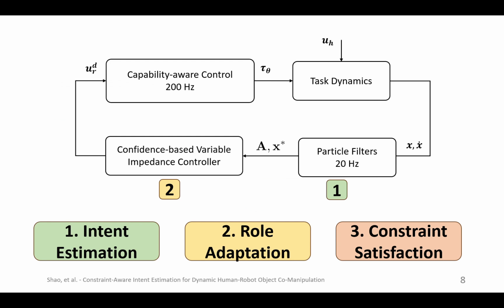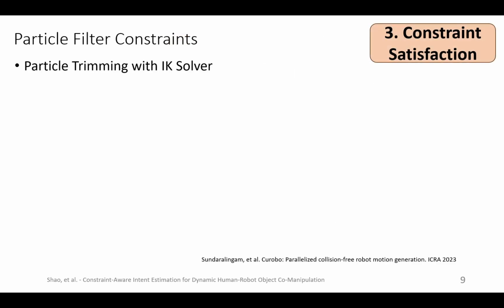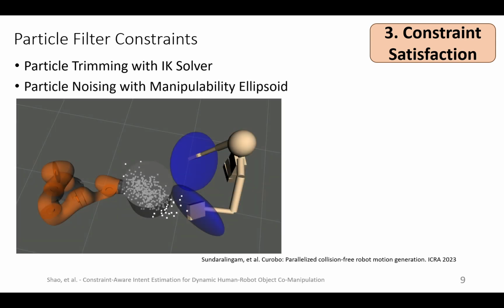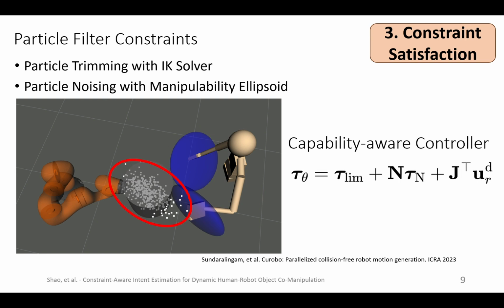Lastly, to satisfy both human and robot constraints, we ensure goal pose feasibility in the particle filter and joint space feasibility in the capability-aware controller. In the particle filter, we implement a particle trimming scheme to remove goals that are infeasible for the robot based on inverse kinematics. On the other hand, we shape the particle filter noise with human manipulability ellipsoid as an indicator of human capability and comfort, demonstrated by the white dots here. The capability-aware controller converts task space output to joint torques, and additionally tracks a preferred configuration as the null space task and enforces joint limits constraints.